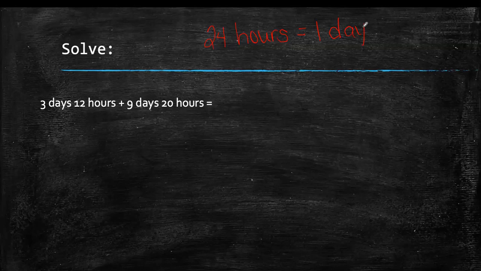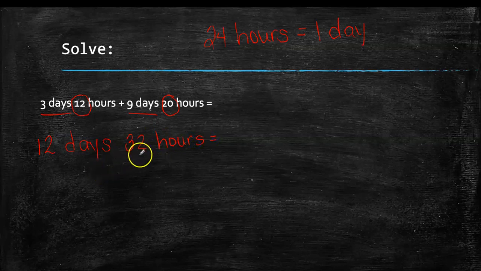All right, congratulations on solving another problem for practice. I like solution B, the number bond type thing. So I'm just going to do it that way. I'm going to start with my 3 days and my 9 days. 3 days plus 9 days equals 12 days. Woohoo! Now I have 12 hours and 20 hours. That is equal to 32 hours.